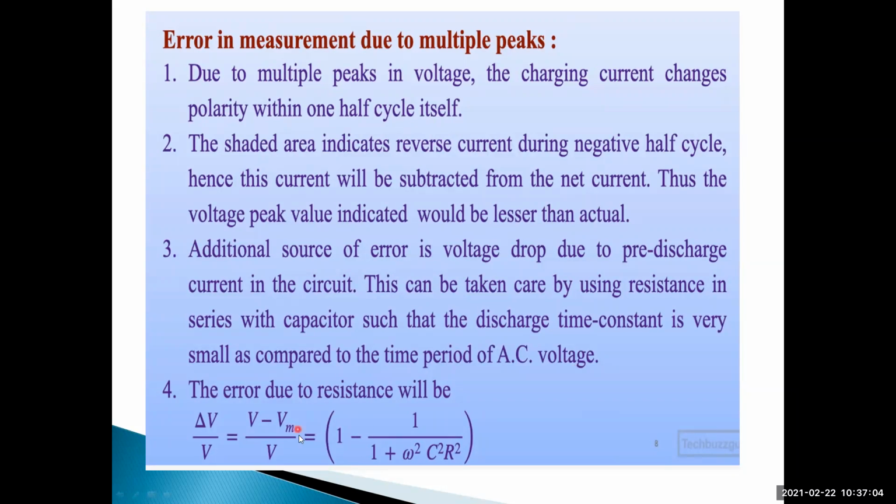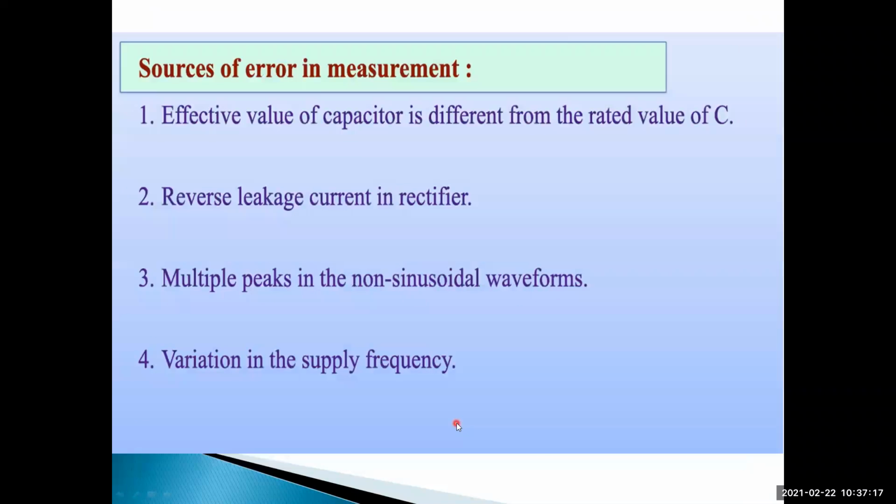If you want to, you can go through the textbooks. The error due to the resistance will be ΔV/V = (V − Vm)/V = 1 − 1/(1 + ω²C²R²). This is the error due to resistance.